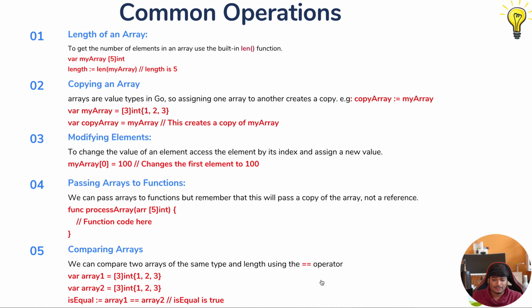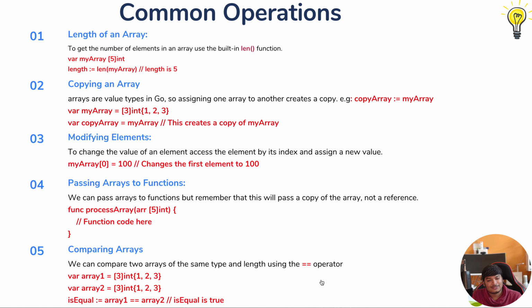Then the fourth common operation I'm talking about is passing arrays to a function. Now we can pass arrays to a function, but remember that it only passes a copy of the array and it will not be a reference. So if you make a modification to the array after getting it as a parameter, it will change the array value inside the function, but it will not change the original array.